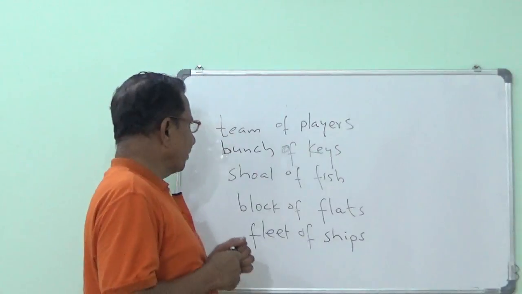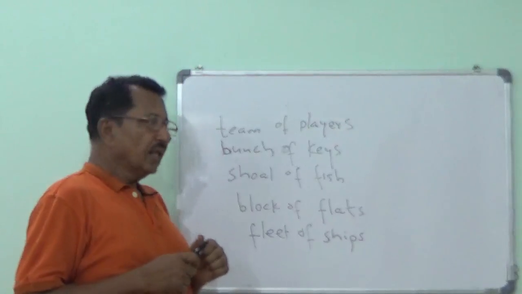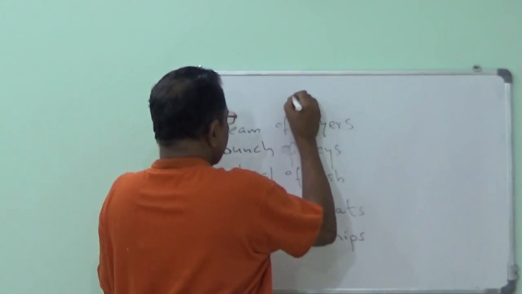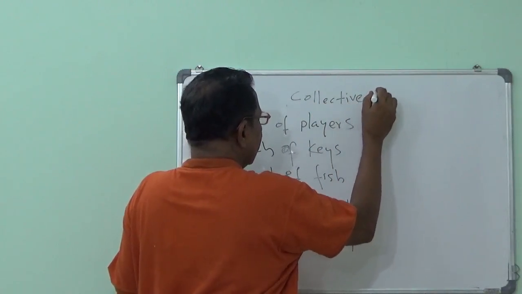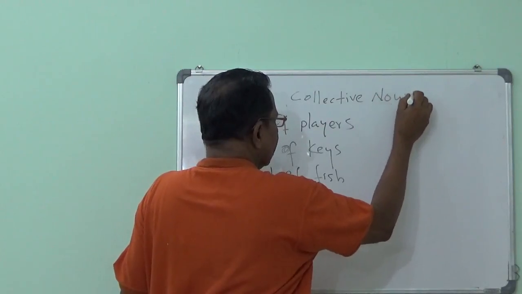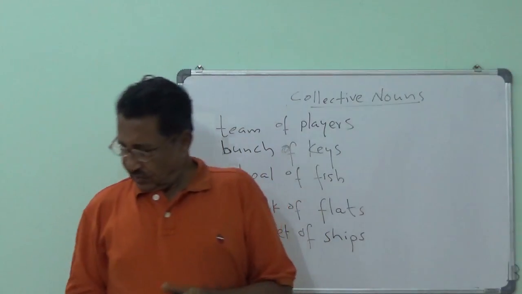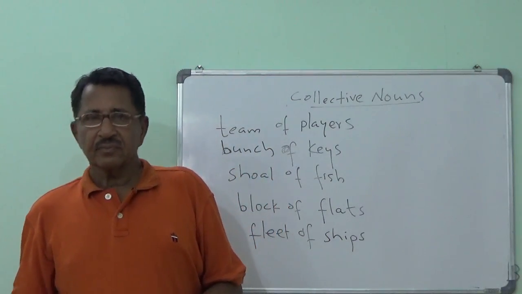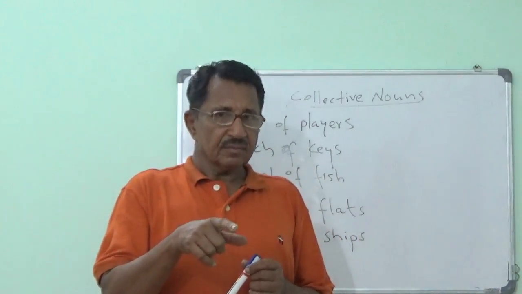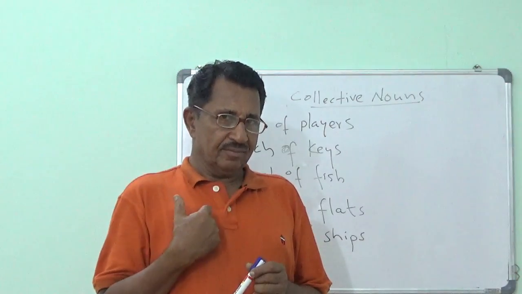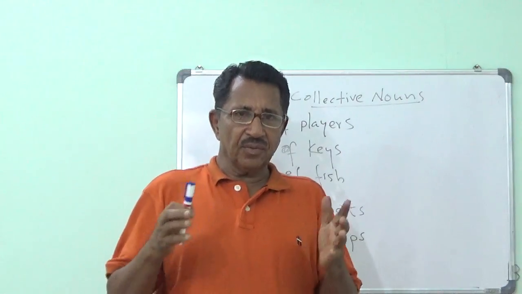Now what are these? Team, bunch of, shoal, block, fleet of ships. These are called collective nouns. Now we will not say names, why? Because instead of names, you will say nouns. My father is a noun, I am a noun. She is a noun, he is a noun. I hope you got the point, yes.